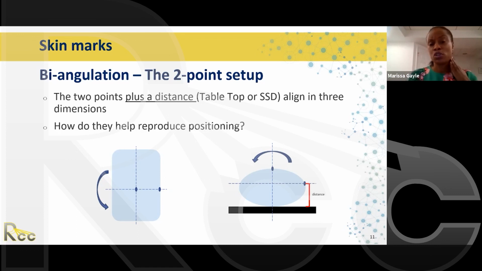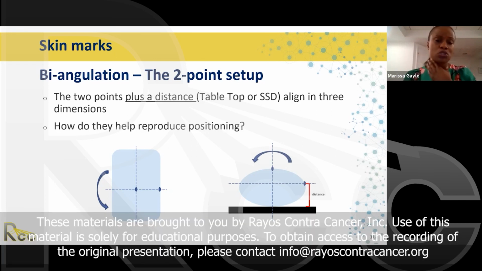So if there's anything that's protruding, we have a lot of head and neck patients that have, like, a fungating mass on the side of their neck. We will cut that part out so as not to touch it or irritate that skin.